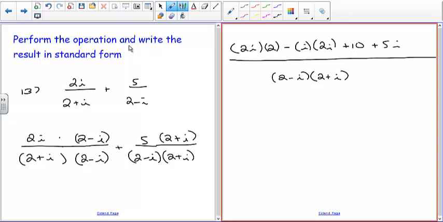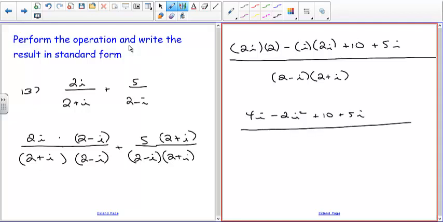Now here you can see I have this complex conjugate situation. So these are complex conjugates of each other. But let's go ahead and do the numerator first. So you're going to have 2i times 2, which is 4i. Here you're going to have negative 2i squared. So you get negative 2i times i is i squared, plus 10, plus 5i.